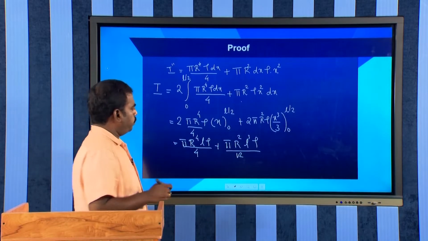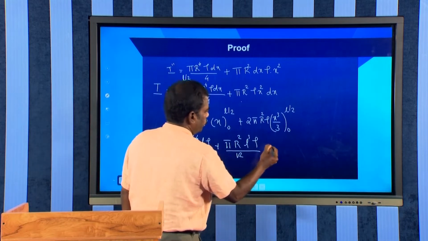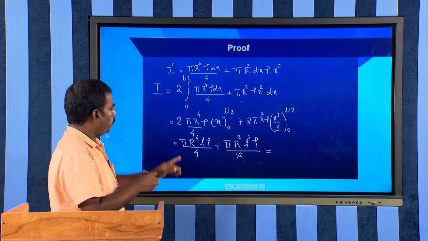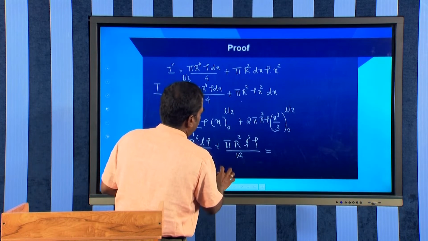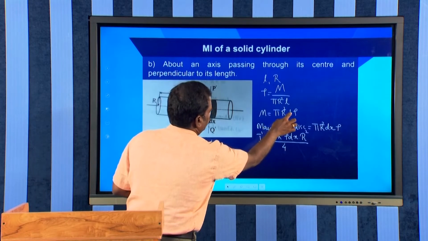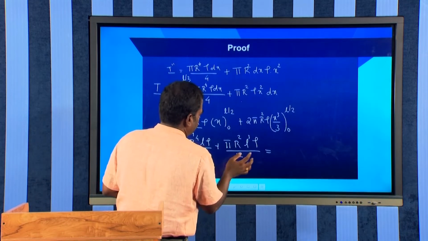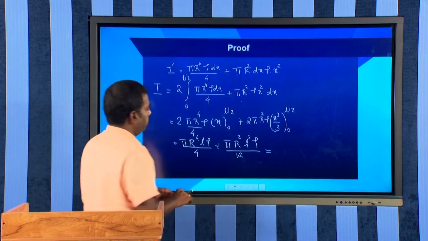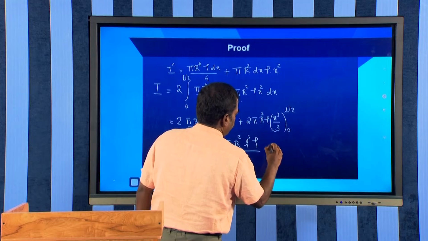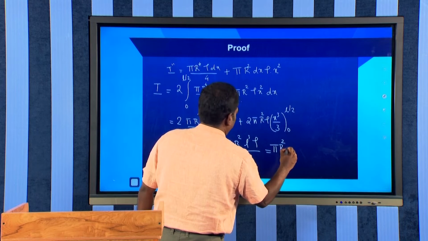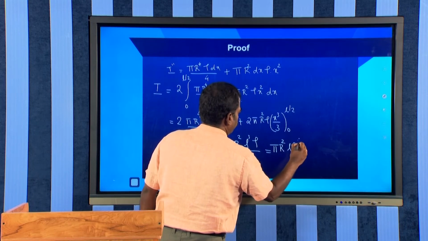You will get it is equal to, and we need to take the term m, which is given by pi r square L rho. So we have to take that pi r square L rho outside. So it is pi r square L rho.